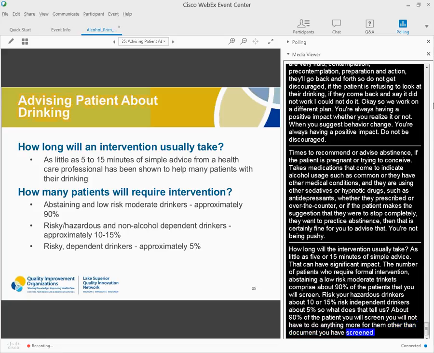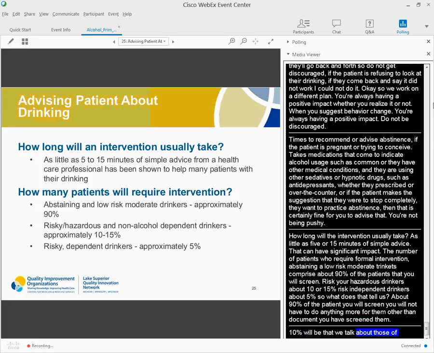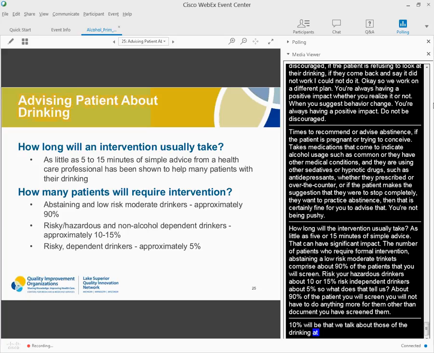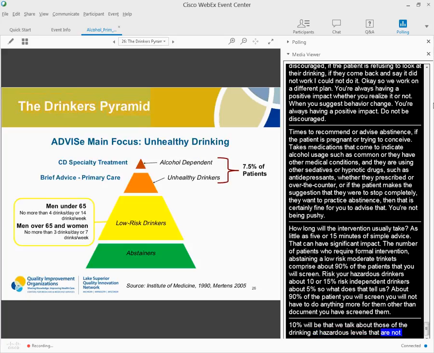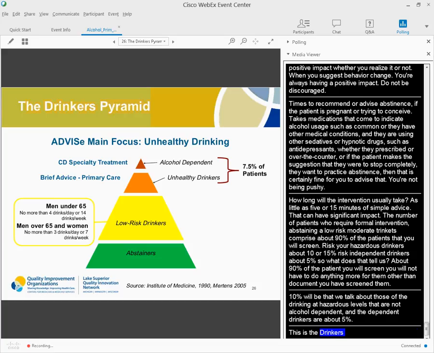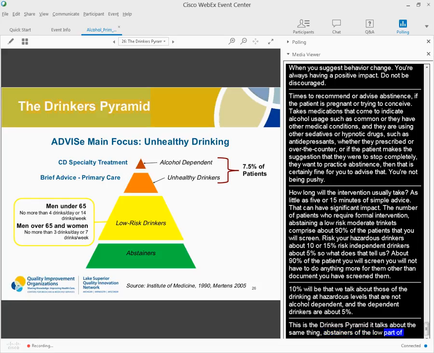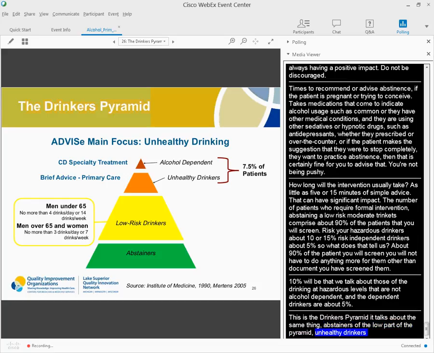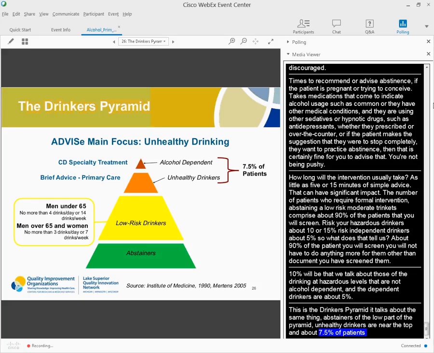About 10 to 15% are going to be those that we just talked about, those that are drinking at hazardous or risky levels. They're not alcohol dependent, and the dependent drinkers are about 5%. Next slide, please. And this drinkers pyramid from the Institute of Medicine talks about the same thing, that abstainers are the low part of the pyramid, low-risk drinkers are the middle part, unhealthy drinkers are near the top, and about 7.5% of patients in the study from 1990 and 2005 were alcohol dependent.